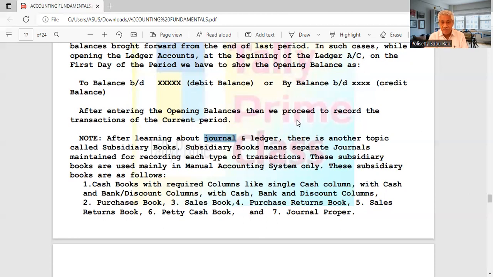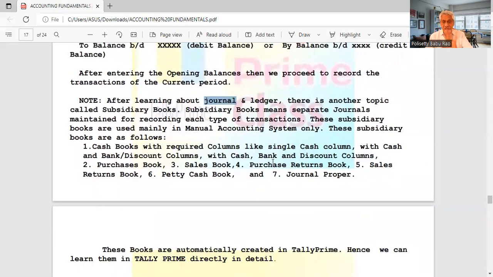In all these petty books, we enter the transactions, and at the end of the month, the total amount is entered in the concerned account. Some accounts we enter individually every day, and the totals of these books are entered at the end of the month. These journals are called subsidiary journals or subsidiary books, because we are maintaining many journals.